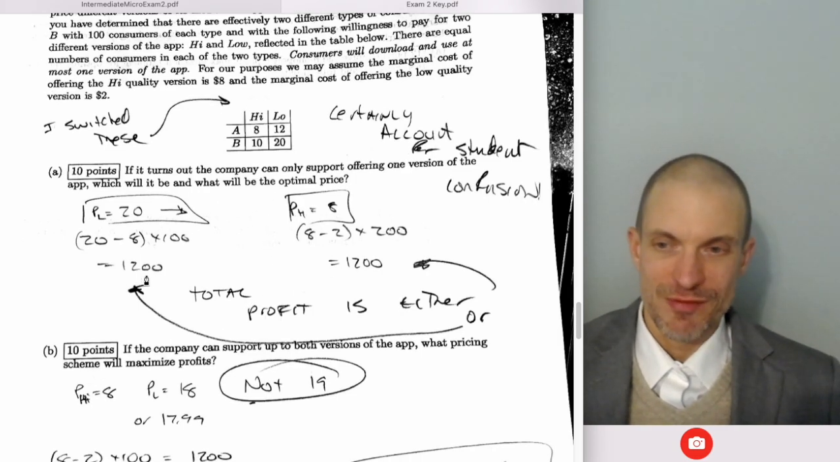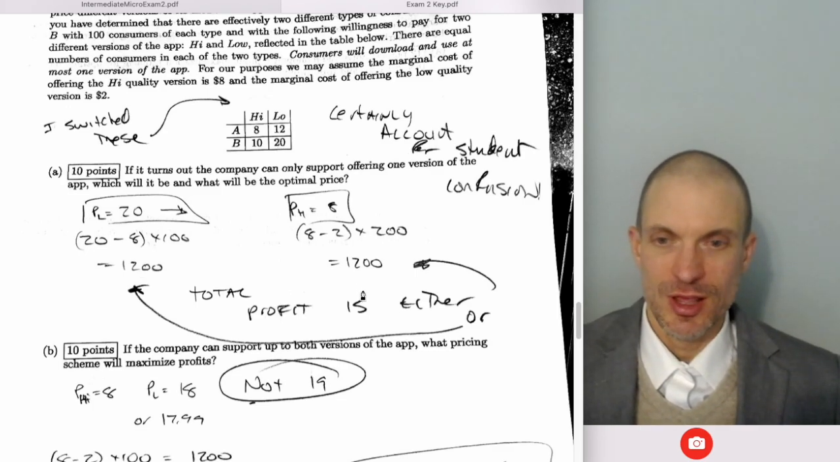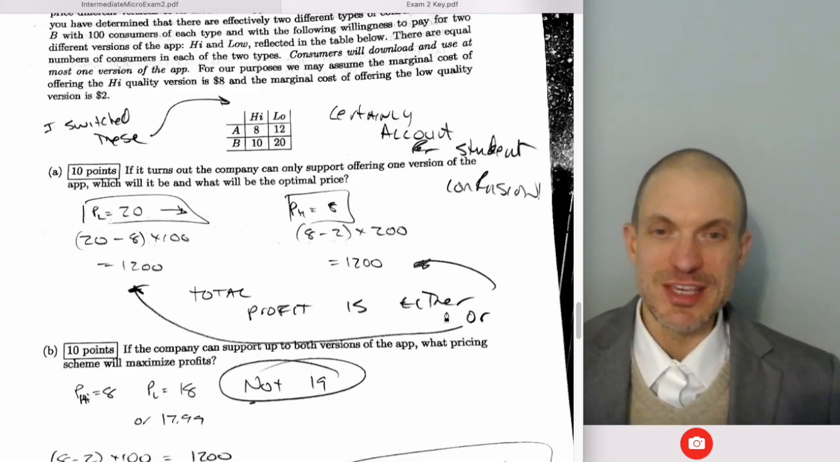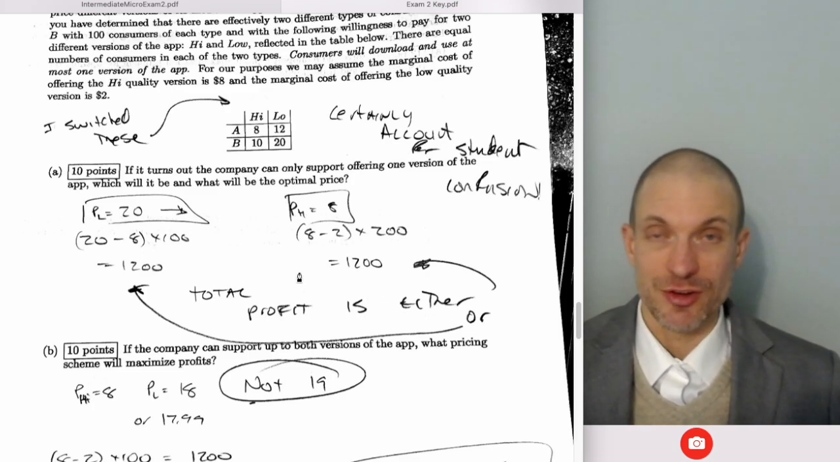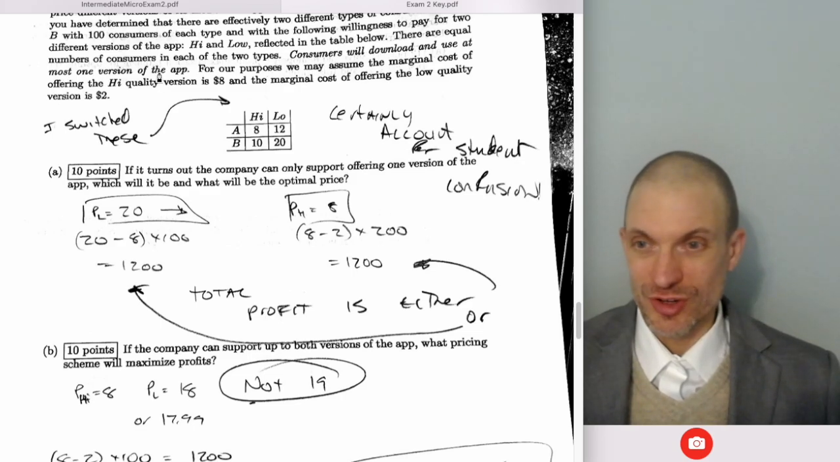So total profit is either going to be 1200 if I only sell this version, or 1200 if I only sell that version, right? Total profit is either or. It's not both. Total profit is not 2400 because they're only buying at most one version of the app.